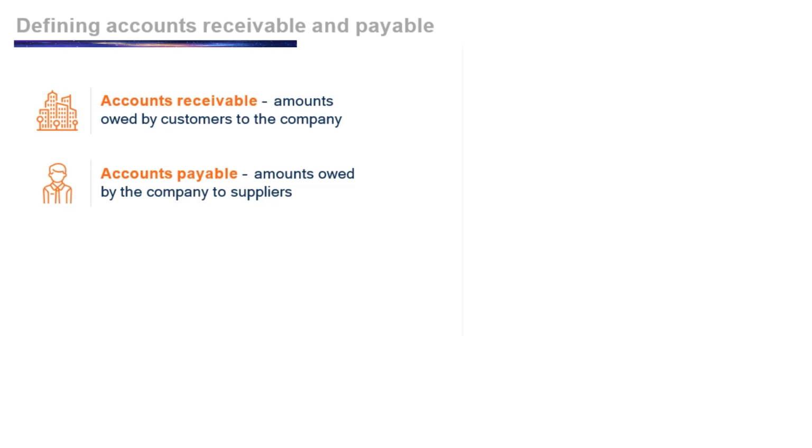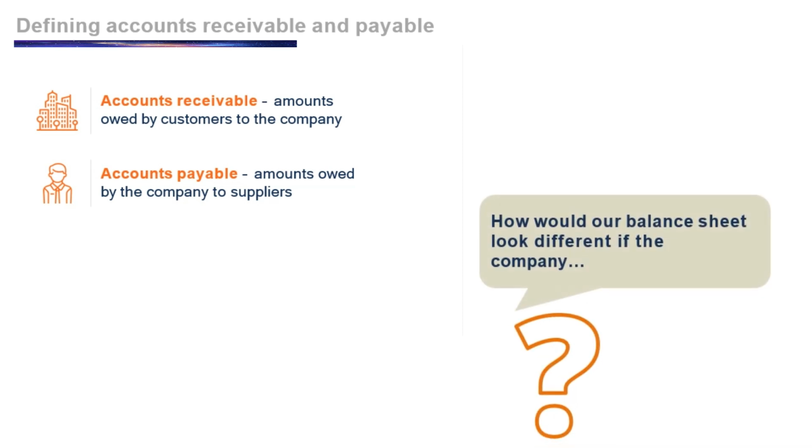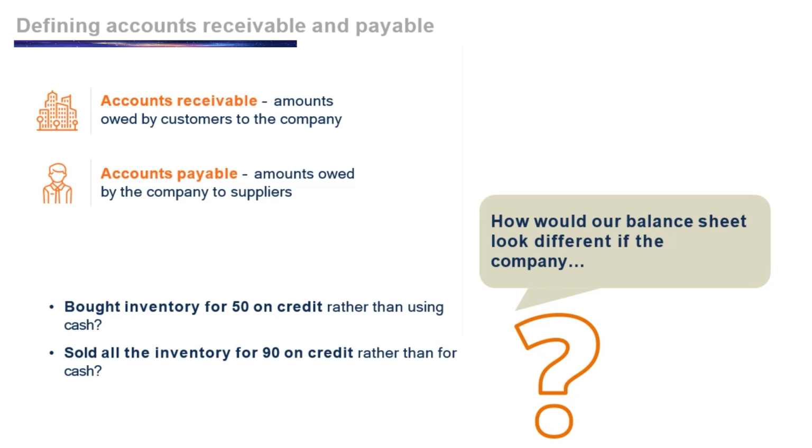So the big question is, how would our balance sheet look different if the company buys and sells goods on credit? Given an example of, let's say, the company bought inventory for 50 on credit rather than using cash, as we saw in the previous example, and sold all the inventory for 90 on credit rather than for cash, as we saw in the previous example as well. How would our balance sheet look? How would these transactions be recorded?